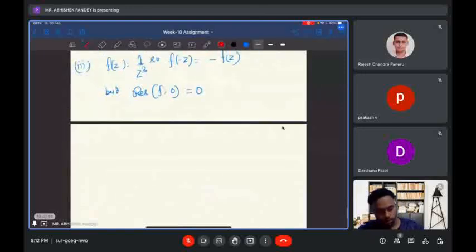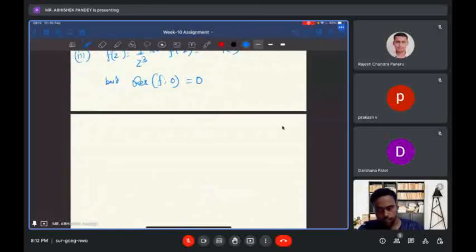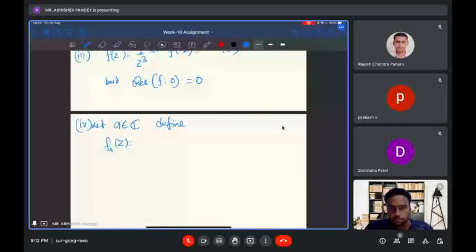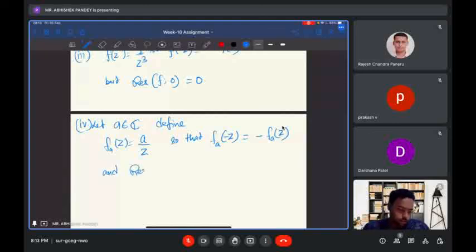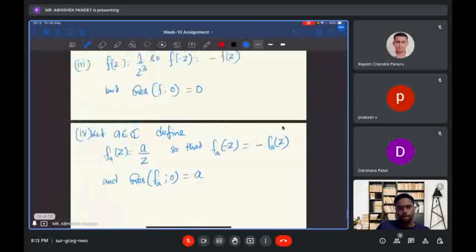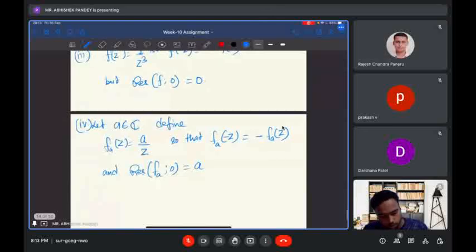Now let us look at the fourth option. Let A belong to C. Define f_A of z as A by z, so that f_A of minus z equals minus f_A of z, and the residue of f_A at 0 is A. So this fourth option is true.